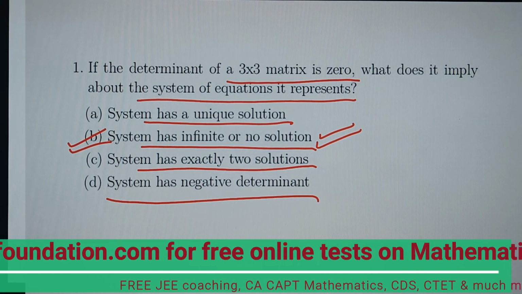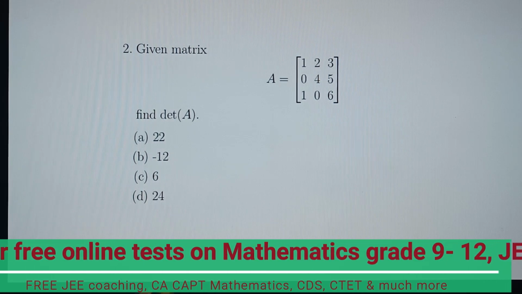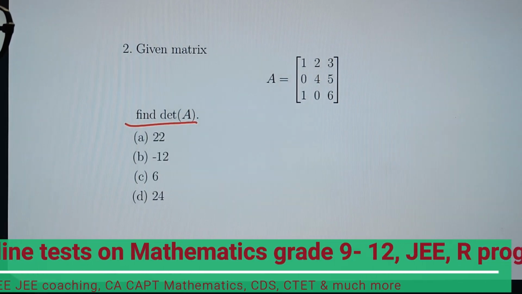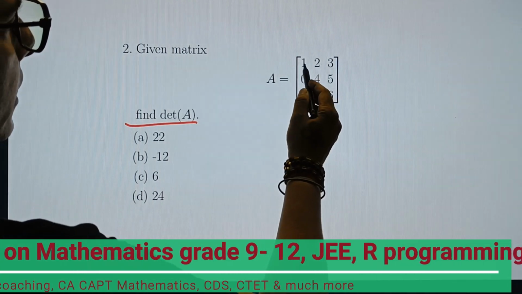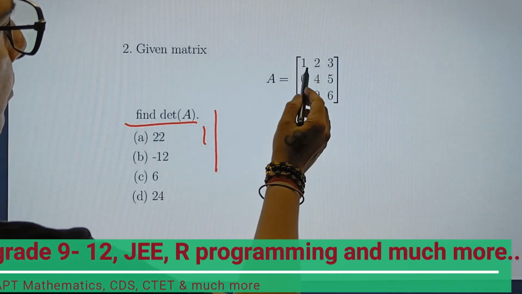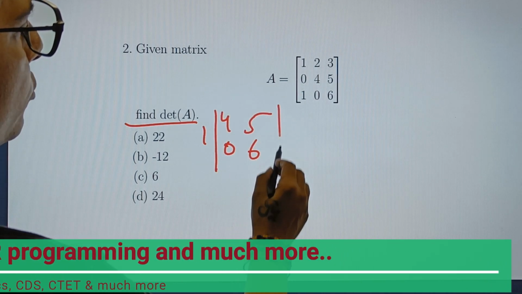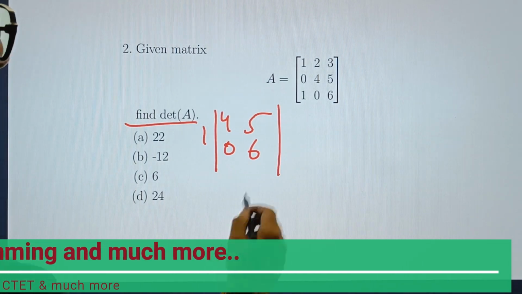Now let's move towards our question number 2. So students, this is our question number 2. It states the given matrix, and we have to find the determinant value of this matrix. So let's expand with the help of our first row. Now we will take 1 here. Now we'll get 4, 5, 0, 6. You can also pause the video and practice it.